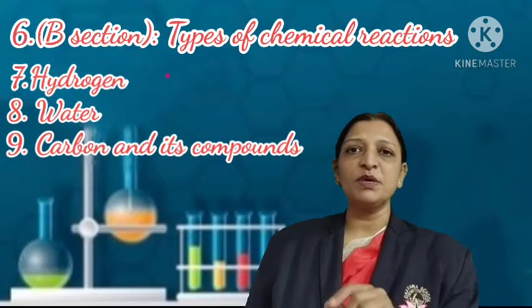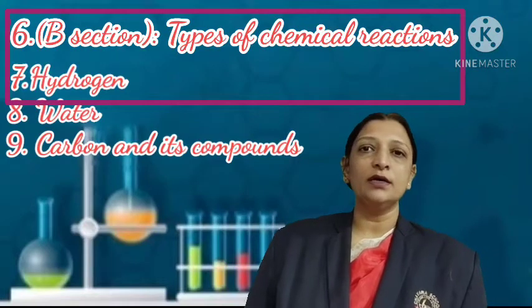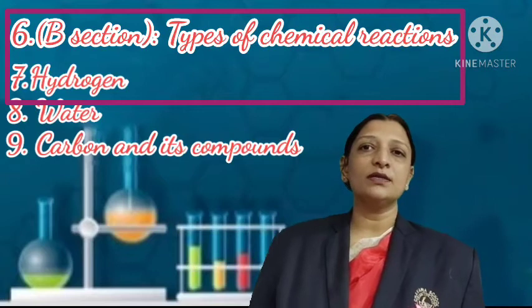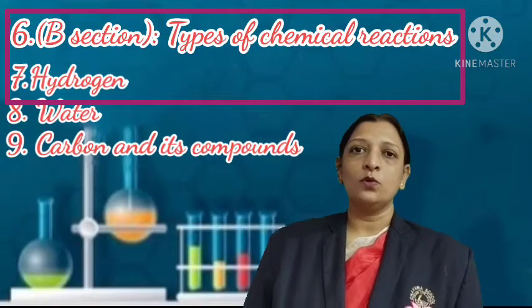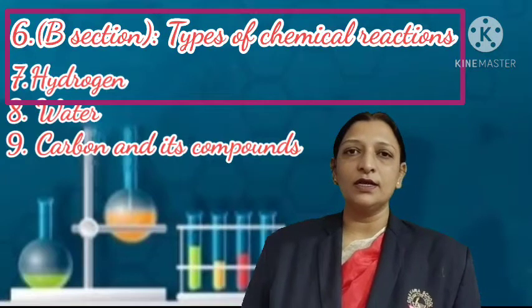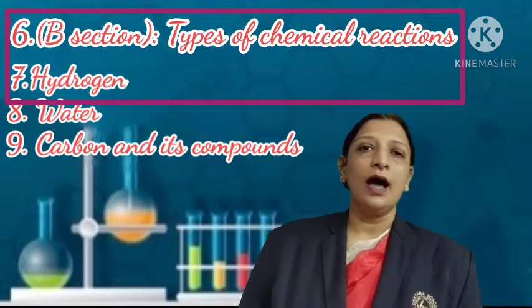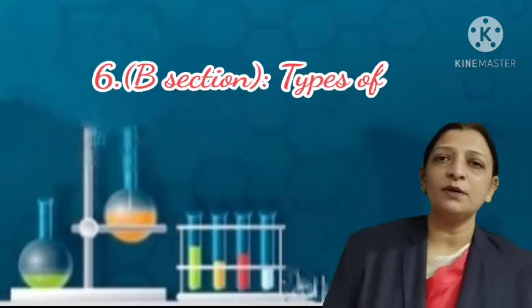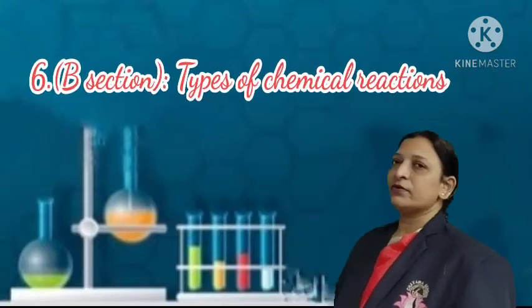Remember, chapter number 6 part B and chapter number 7 will be included in the second unit, while the remaining two chapters will be considered in the second semester. So, for the second unit, we will study chapter 6 part B, types of chemical reactions, and chapter 7, hydrogen. So, let us begin chapter number 6 B, types of chemical reactions.